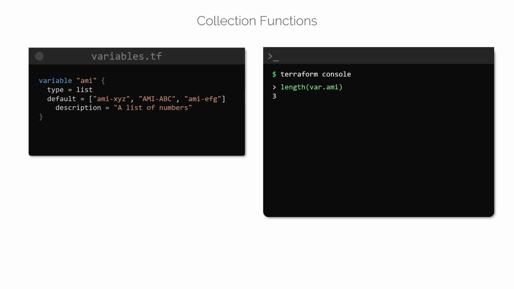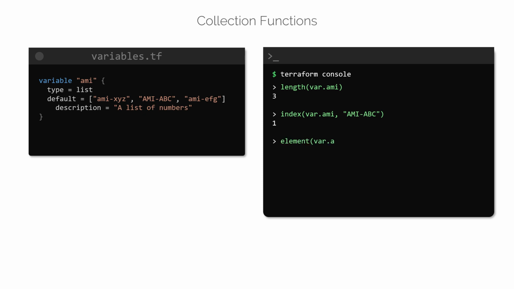To find the index of a matching element, we can make use of the index function. For example, to find the index or location of the element called AMI-ABC in the AMI variable, we can make use of the index function like this. This function takes two arguments. The first is the list, and the second is the value of the element for which we want to find the index. In this example, the element AMI-ABC is located at index 1. Remember that the index of a list always starts at 0.